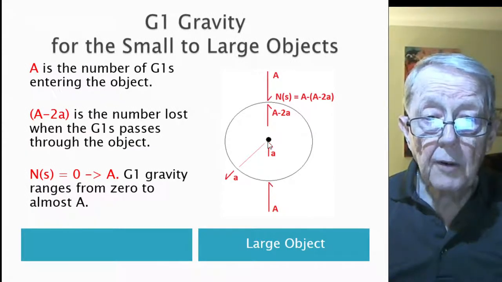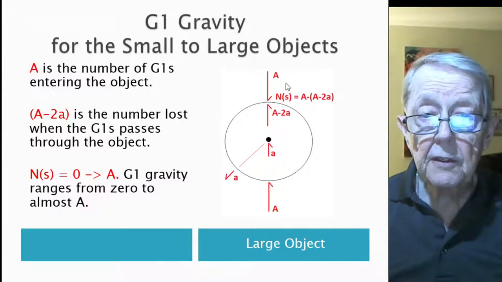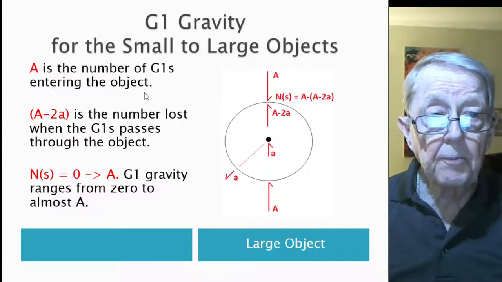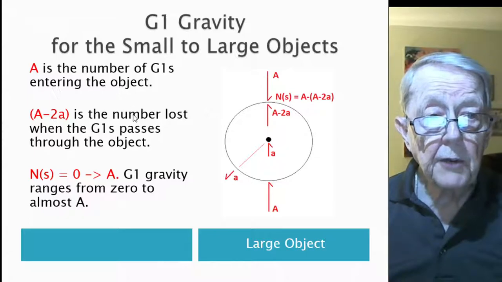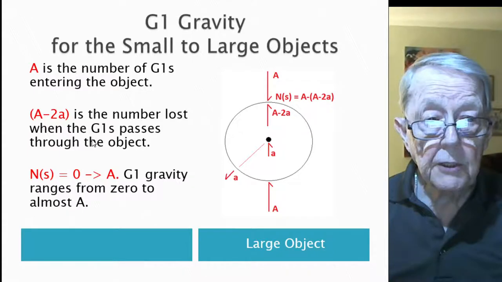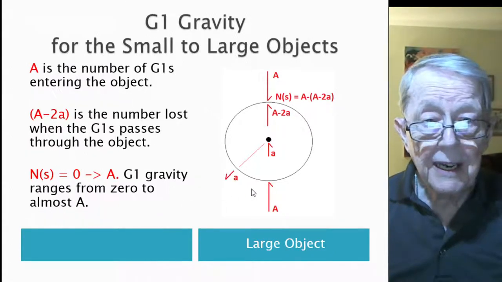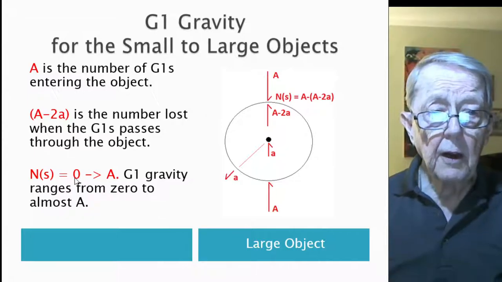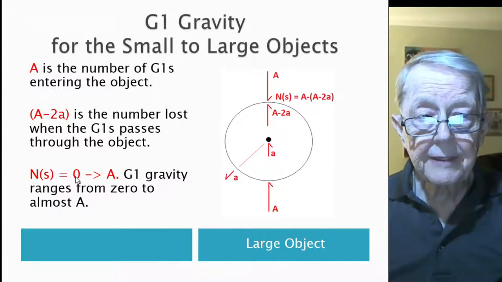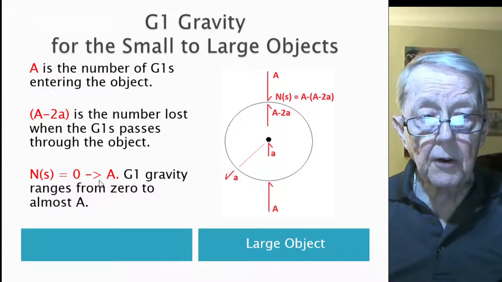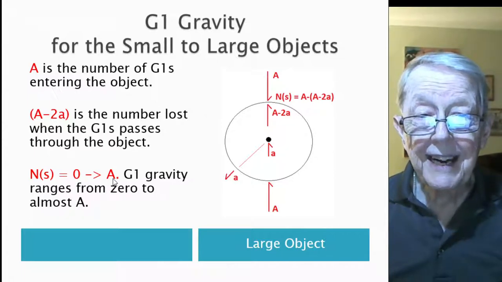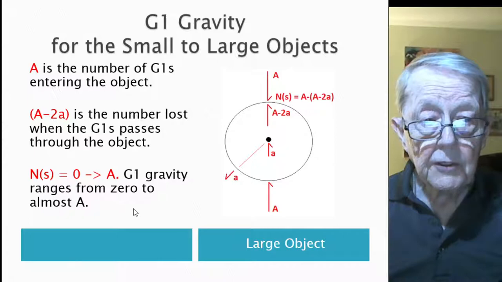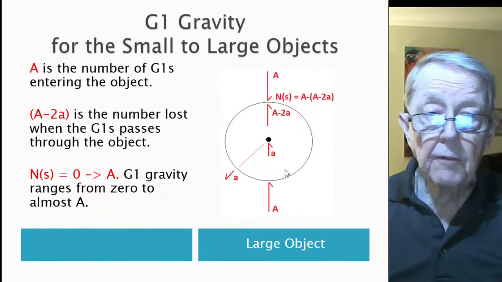And you lose part of them here and another part here. And so this is how many you've lost, and this is the net number pushing down. A is the number of G1s entering. A minus a, small a, is the number lost when the G1 passes through the object. For a very small object, you can have little gravity, nearly zero. For a very large object, it could get as high as A. And so it could range over that for a normal object.